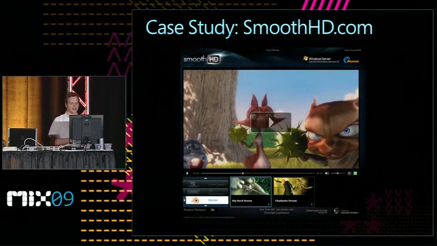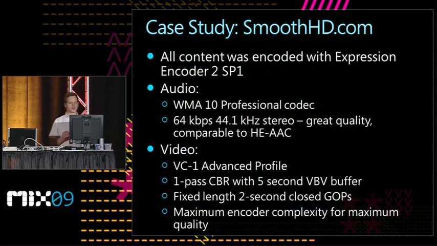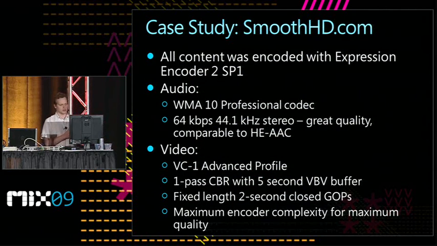So, excuse me, a case study for this, smoothhd.com, which is a website that showcases smooth streaming. And this went live back in October, and it features a whole bunch of content that was encoded. So this was all done with Expression Encoder 2 SP1. You can see here the audio, we were using WMA Pro, very good low bitrate audio codec there. And you can see towards the bottom, 2-second closed GOPs. What this means is every 2 seconds we can change to a different bitrate quality, and a single chunk that's traveling over the wire is going to be exactly 2 seconds long.